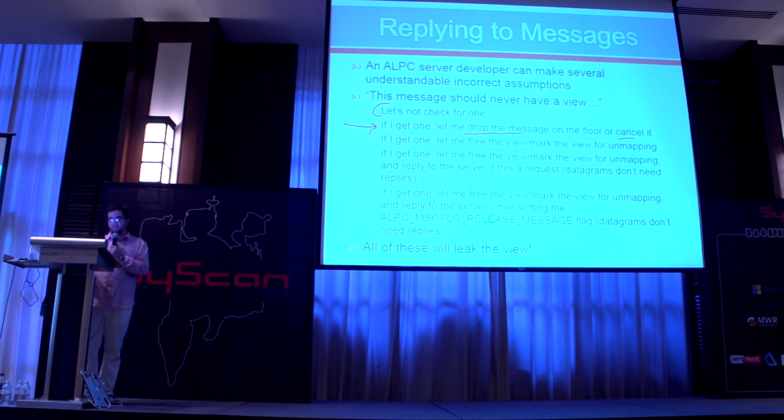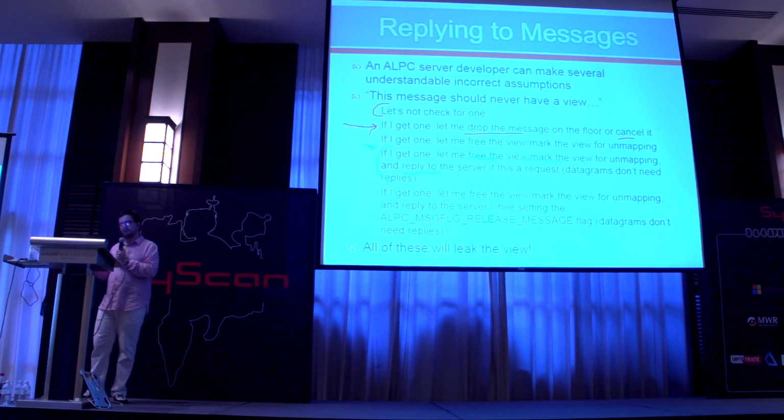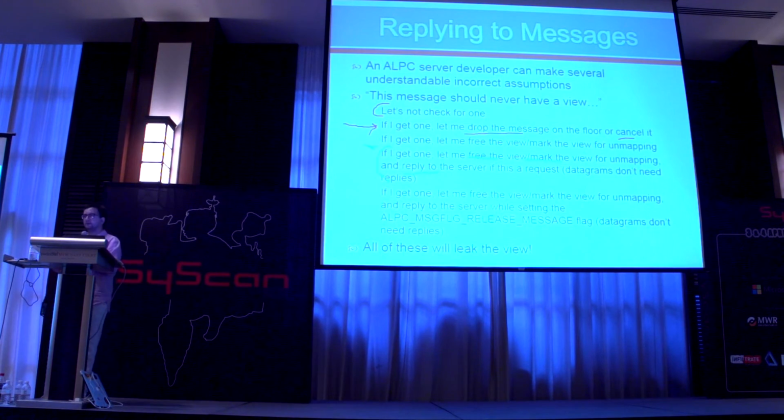Okay, I'm going to get a view, I'm going to free it or mark it for unmapping, and I'm going to reply to the server. But I'm only going to reply to the server if this is a request, right? Because datagrams don't need replies. Remember, datagrams are like UDP. There is no reply. Well, because you're not replying, the view is going to be leaked. And so that's interesting because you got a datagram, you're not supposed to reply to datagrams, but if you don't reply to the message, then the view doesn't get freed. And then, okay, I'm going to get the view, mark it for unmapping, set it, and plus here you also didn't send the release flag.